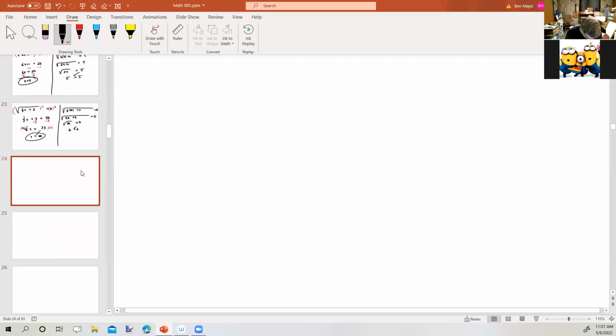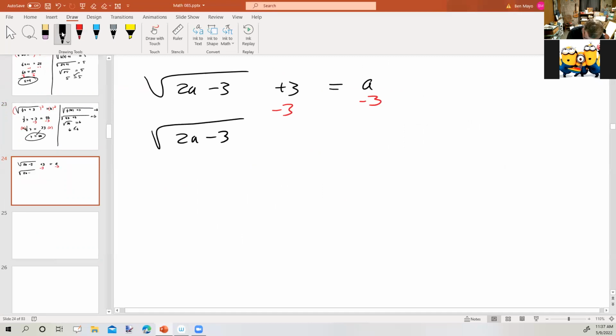Let's take a look at the following equation. The square root of the quantity 2a minus 3, plus 3, a separate term outside of the radical, equals a. Well, here, to isolate the radical term, we're going to need to subtract 3 from both sides of the equation first. Okay, so far? So now we're going to square both sides of the equation.